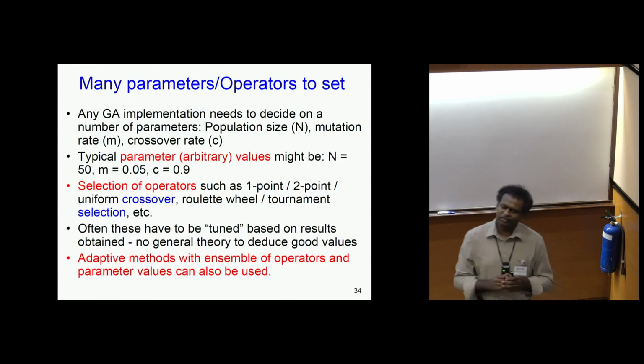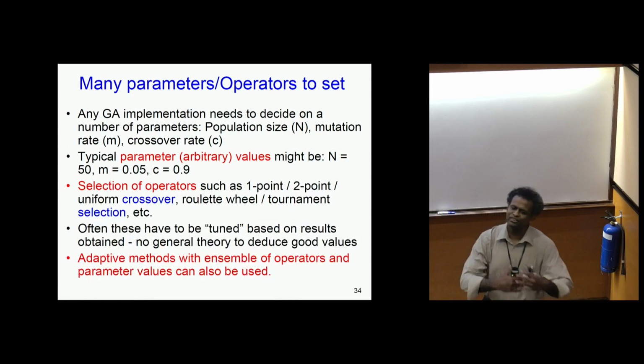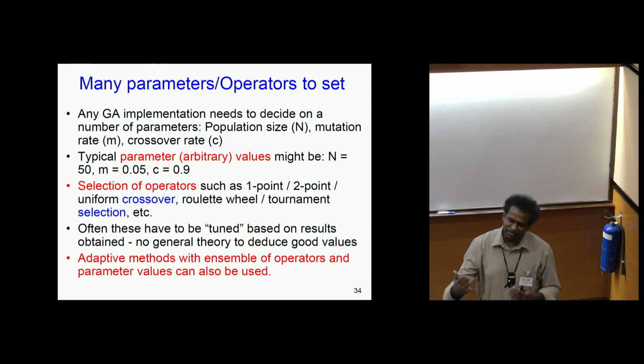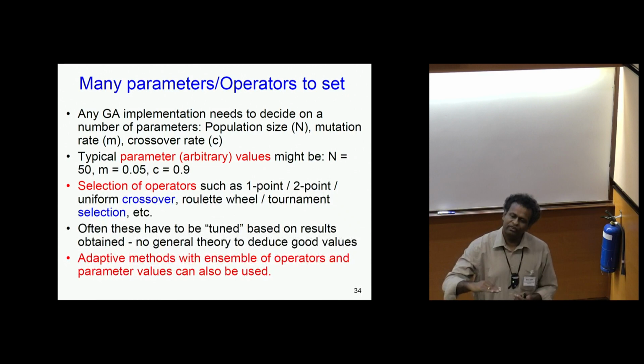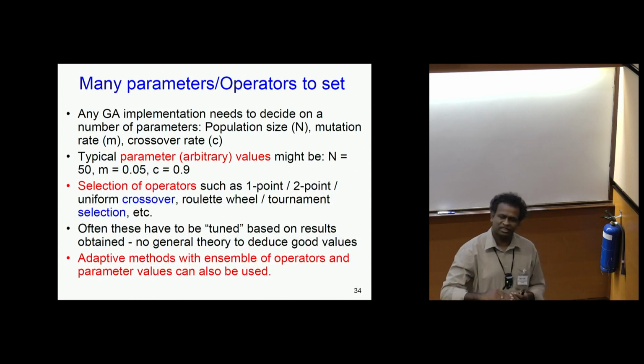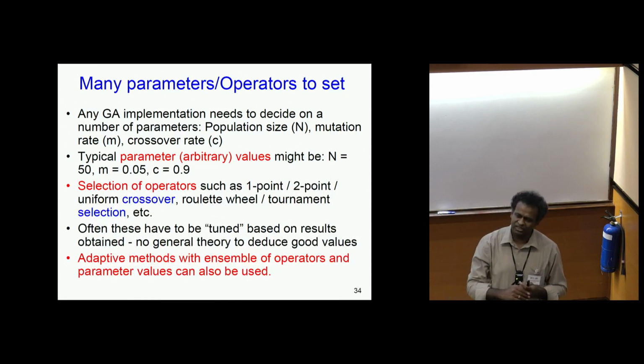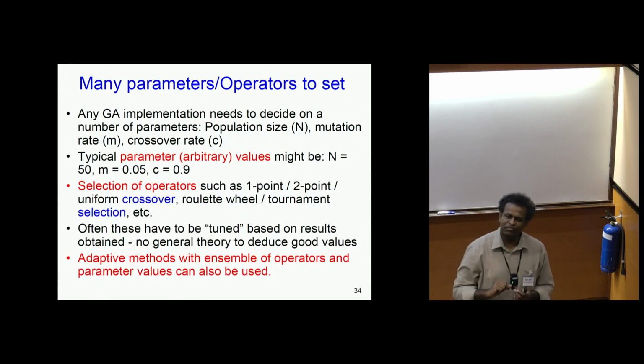Even for this method to work, you cannot just bundle all the things together. You still have to do some trial runs and then apply the ensemble with the adaptive method. Ensemble means multiple operators, multiple parameter values for one operation. For crossover, you give a few different operator choices, a few different parameter value choices, and then apply the performance feedback based adaptation. And this can work for different problems.